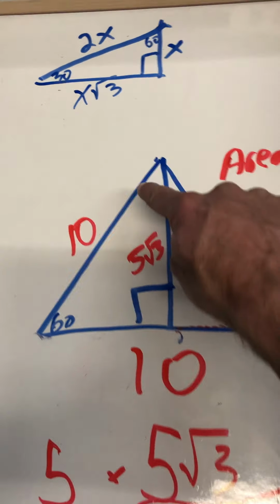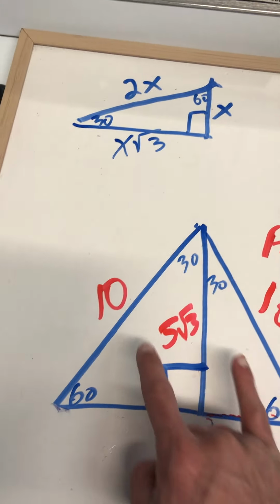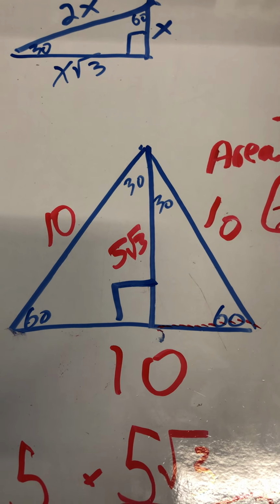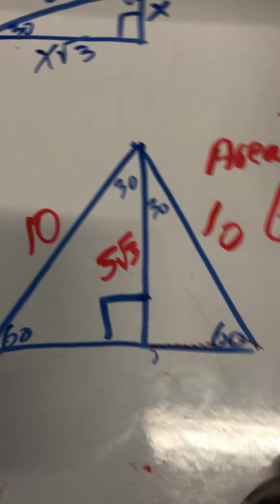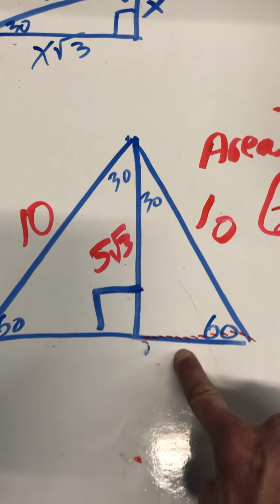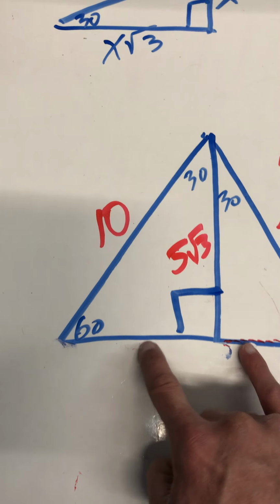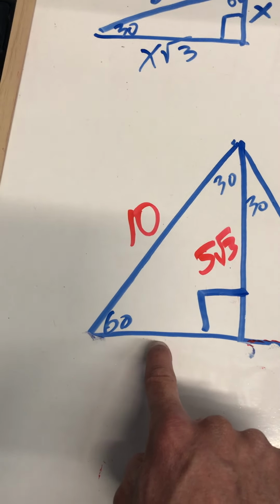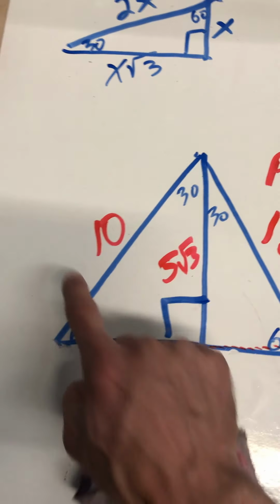reviewing, you have the altitude. The altitude splits this triangle into two congruent 30, 60, 90 degree triangles. Therefore, you have a hypotenuse and a short leg. This is another hypotenuse and a short leg. These two short legs are the same. Remember, the hypotenuse is twice the size of your short leg. So this short leg would be the exact same length as each one of these sides.